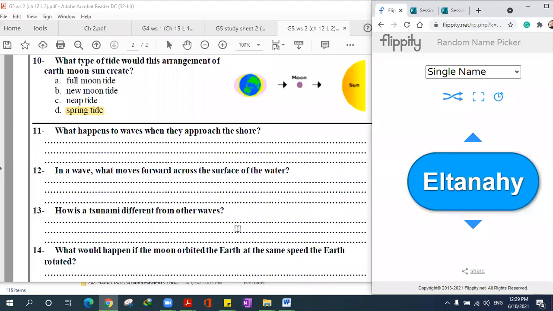The wind gives energy to the water and then the water takes it to the shore. You can take it to number 13 if you want. Yes, Tanahi? You were saying something?